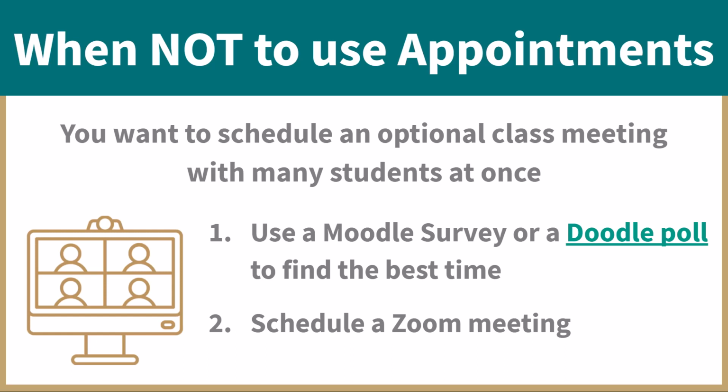Google Appointments are best suited to meetings with individuals. If you want to schedule an optional class meeting with many students at once, we recommend using a Moodle survey or a Doodle poll to find the best time for multiple people to meet. Then schedule a Zoom meeting or Google Meet. Our ID team can help you set this up.